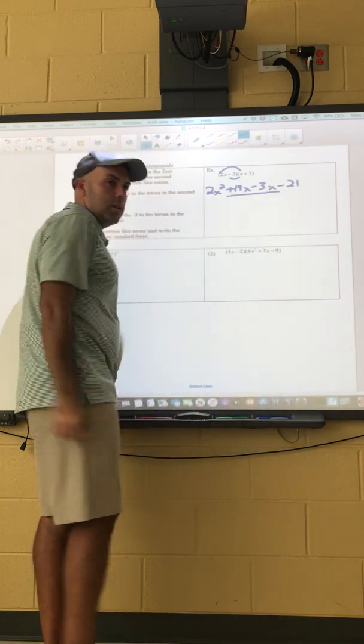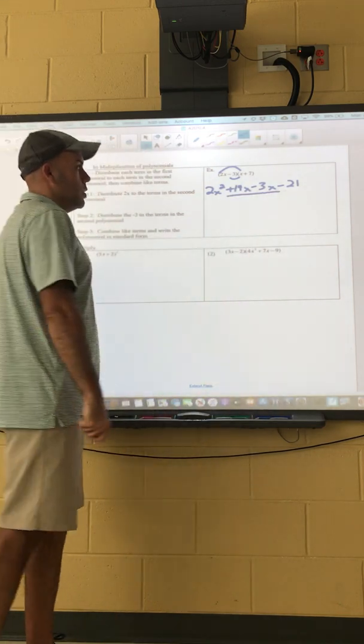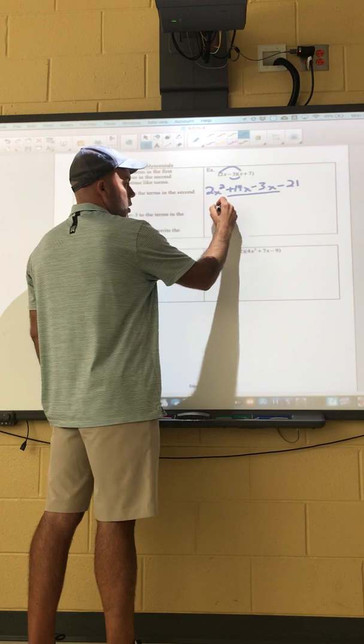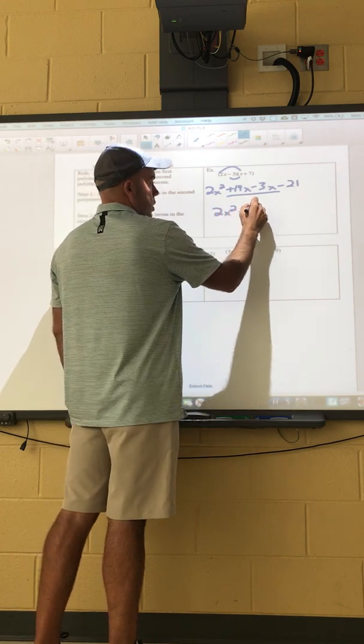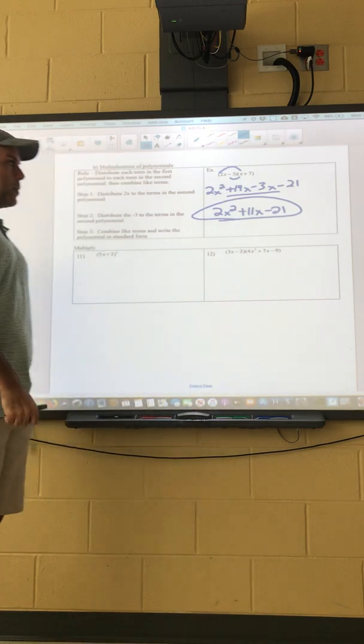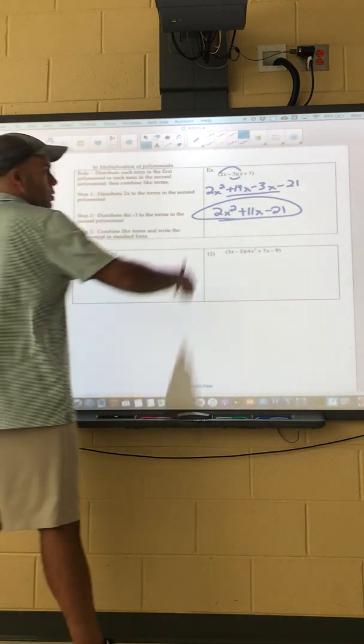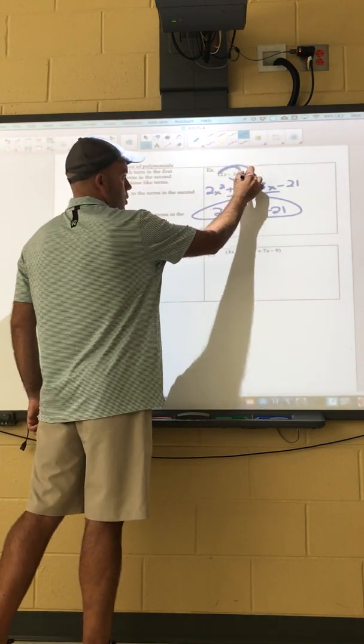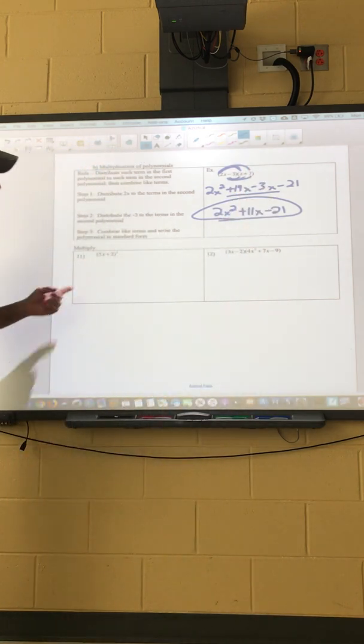Okay, and then we've got these like terms, so 14x minus 3x. So 14 minus 3 is 11. So we get 2x squared plus 11x minus 21. Okay, make sure here that we multiply. Notice I multiplied 1, 2, 3, 4 times. So that's what you want to look to do, okay?